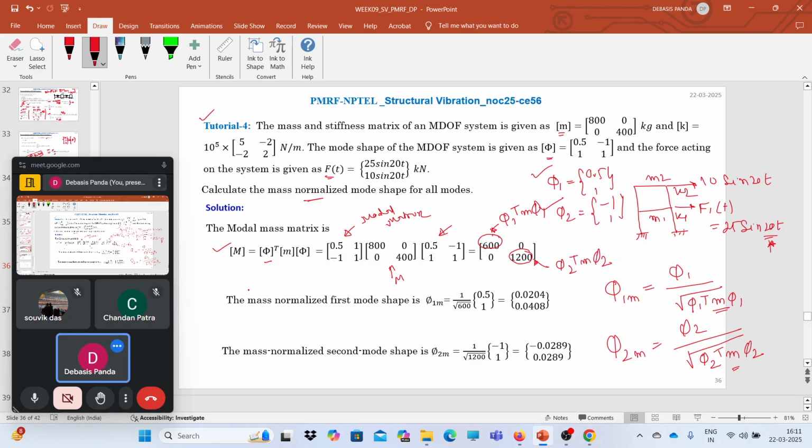So what will be the mass normalized mode shape? The first mode shape is phi 1. The value of phi 1 is 0.51 divided by the square root of 600. So this comes as the mass normalized first mode shape. What will be the second one? Phi 2, already we have minus 1, 1, divided by the square root of phi 2 transpose M phi 2, and that comes as 1200. So 1 by the square root of 1200 times minus 1, 1 comes as this. So these two are the mass normalized mode shapes. Clear?